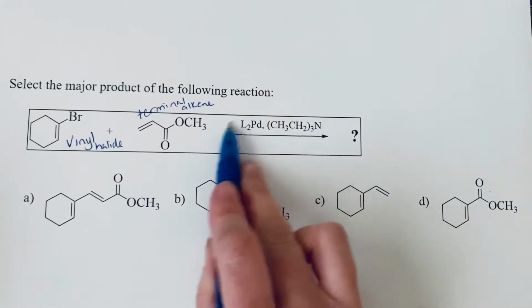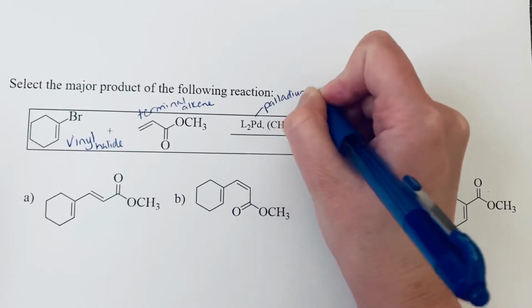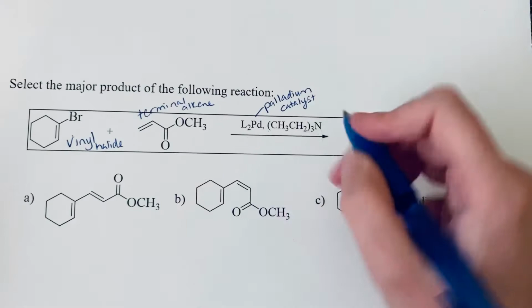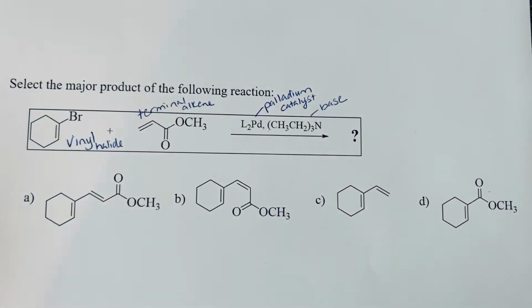And then we've got a palladium catalyst. And we've got triethylamine, which is a base. And so we have two palladium catalyzed reactions that we're going to be looking at. There's many more, but these are only two that we are looking at in this course. And so one is the Suzuki reaction, which we saw in a previous video. So it's reacting a vinyl or an aryl halide with an organoboron reagent. So the boron points you towards Suzuki reaction.